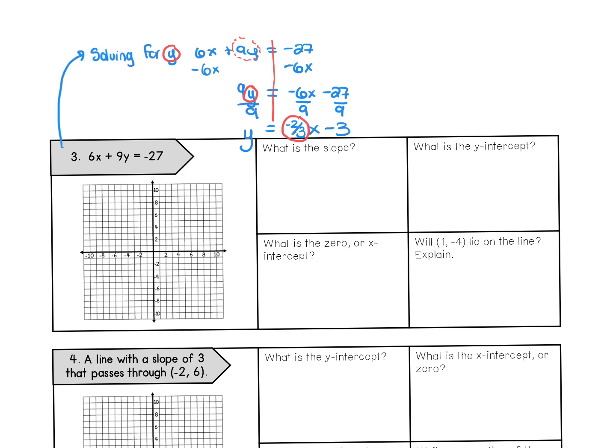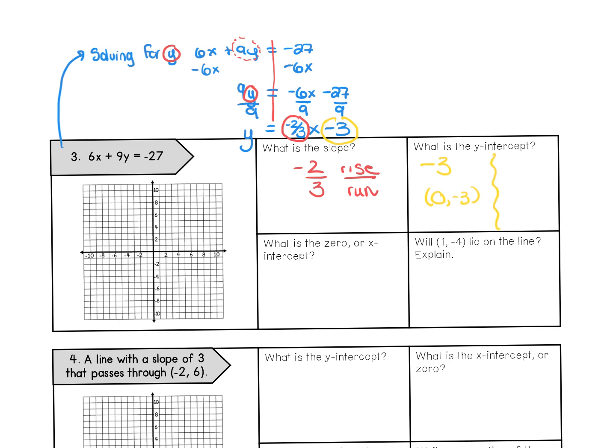This is my slope. So right here where it says slope, my slope is negative 2 over 3. This is my rise over my run. And then right here, this negative 3 is my y-intercept, which you also can write as (0, negative 3).